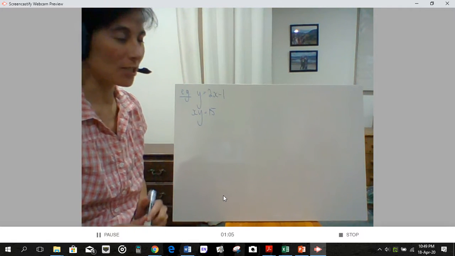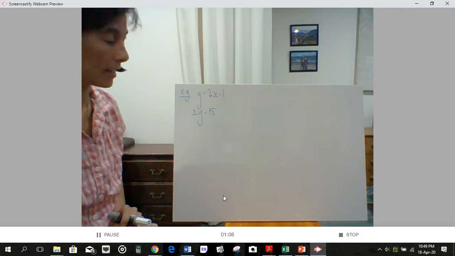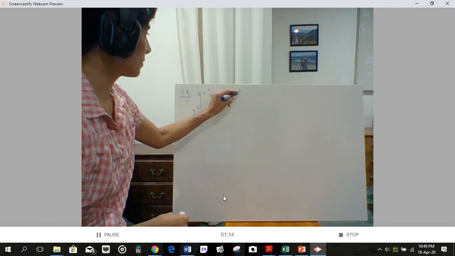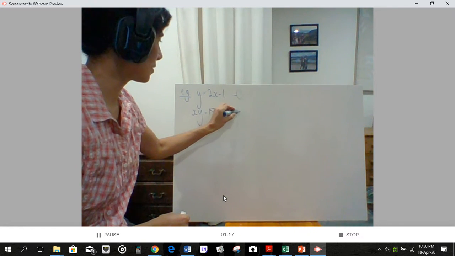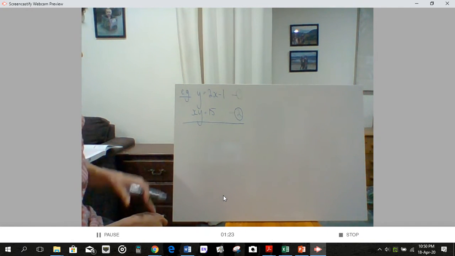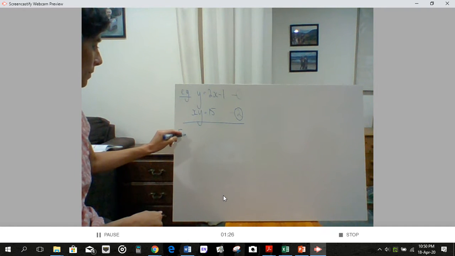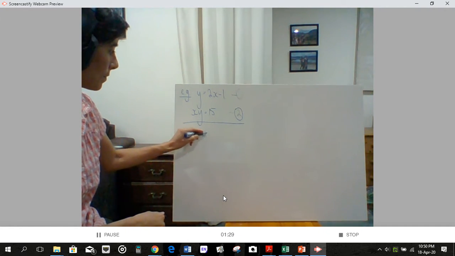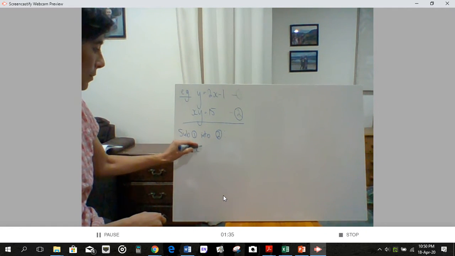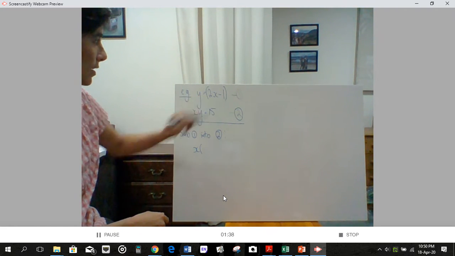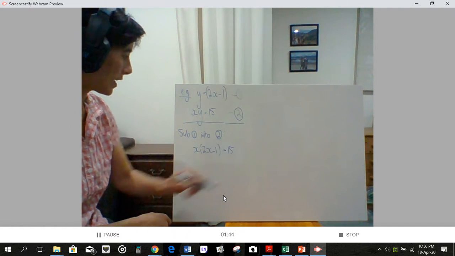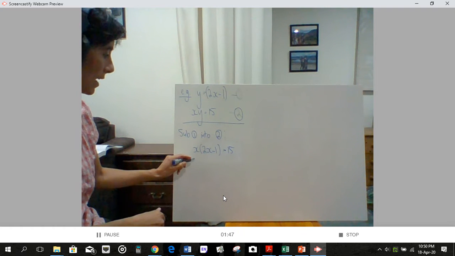Okay, so here are our two equations, y equals 2x minus 1 and xy equals 15. What we want to do here is label them equation 1 and equation 2. And then we would want to substitute equation 1 into equation 2. If we do that, instead of writing y, I'm going to write 2x minus 1 in brackets, and that equals 15. Next, I'll look to expand out the brackets.